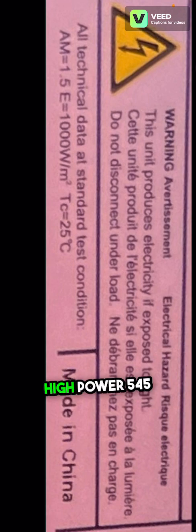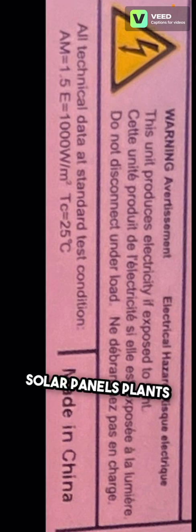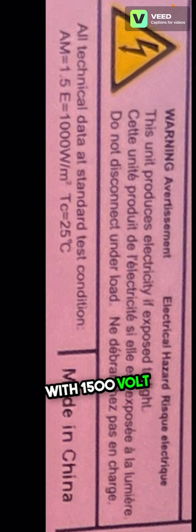This is a strong, high power 545 watt solar panel specifically designed for large solar plants with 1500 volt systems.